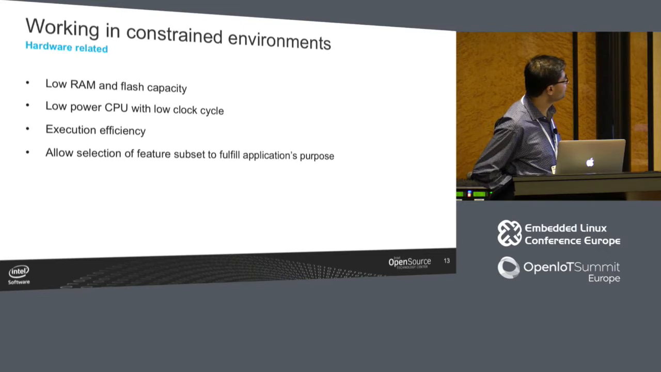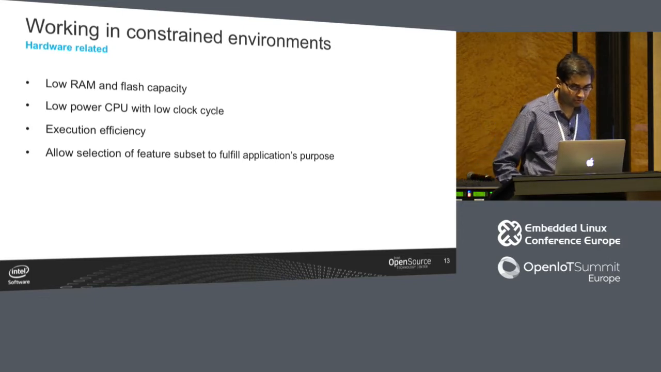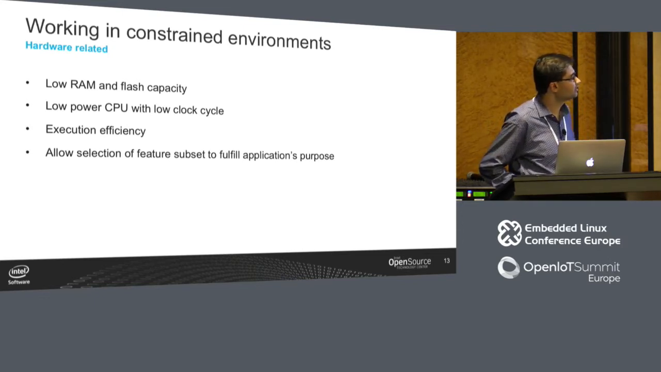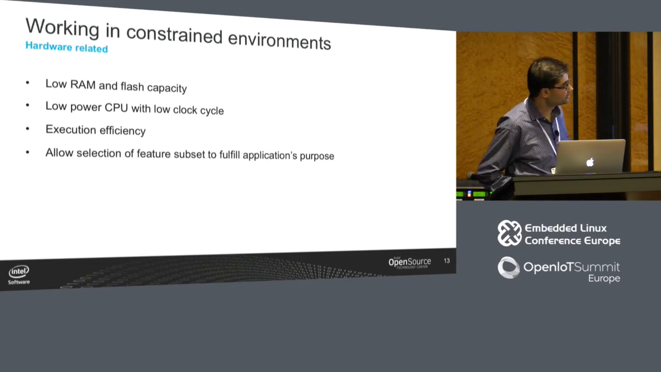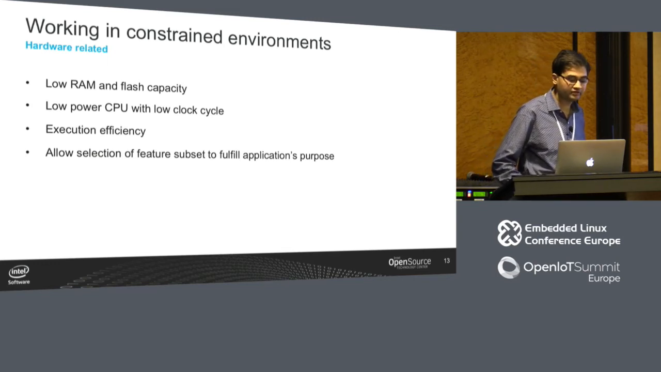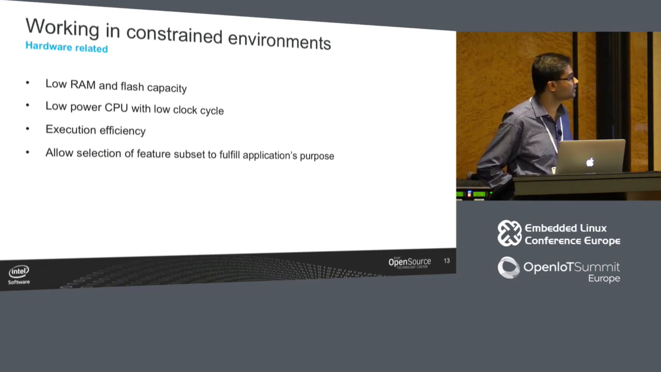While working with low power CPUs that might potentially have a low clock cycle, we need to ensure that frequently used code paths are straight and direct. We should also limit the number of copy operations. We should also ensure that there is no spinning that happens during periods of inactivity, so that the CPU can be allowed to enter a deeper sleep state.